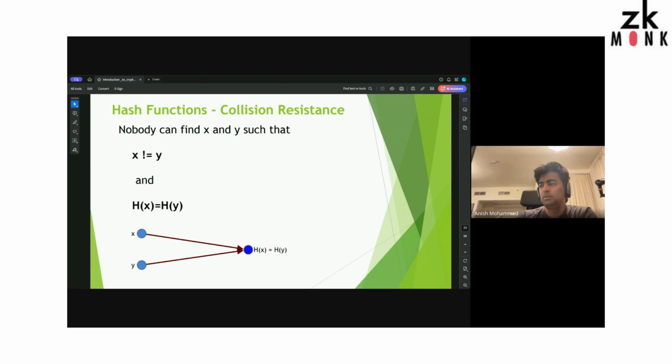Right. Okay, so I think this is pretty trivial. I'm kind of describing what collision resistance means. As I said before, if you have two eggs, if and only if both eggs are identical, you will have the omelet, which is the same. End of story. Next slide, please.